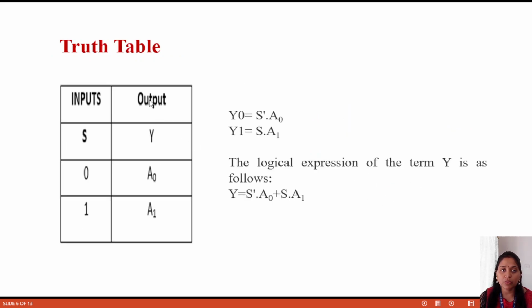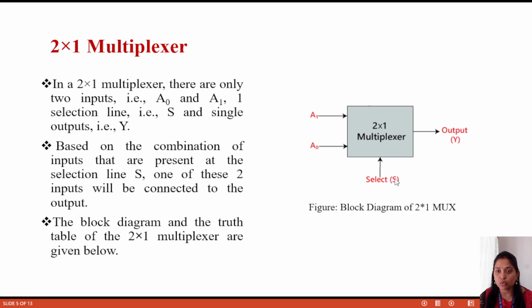Now I am going to the truth table, where you can understand more clearly. S is a single input, that means only one bit. One bit means only a 0 and 1 combination, no other combination. So when S is 0, then only A0 will go. When S is 1, then only A1 will go. Just look at the figure again. When S is 0, then A0 will go to the output Y. When S is 1, then A1 will go to the output Y.